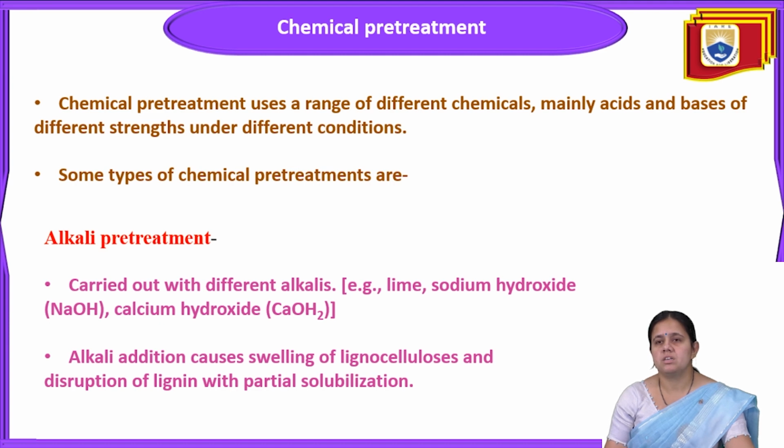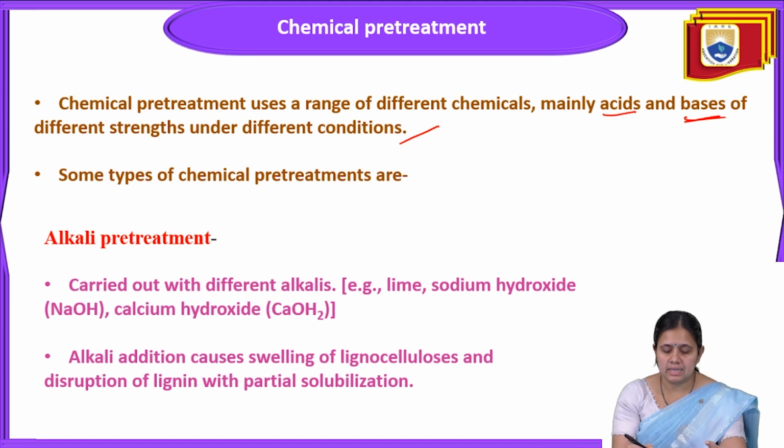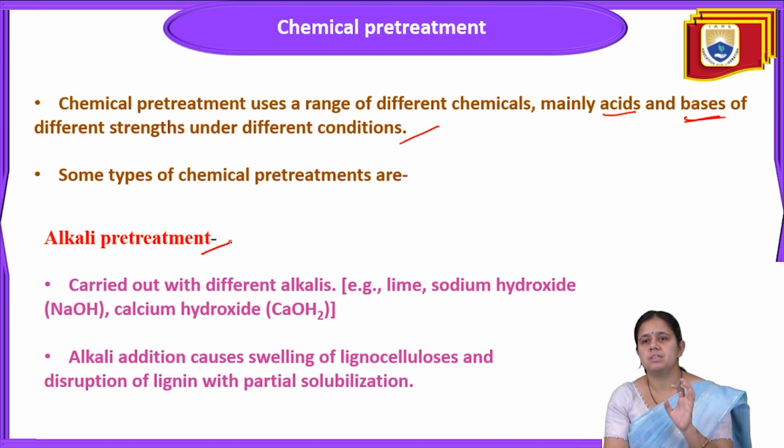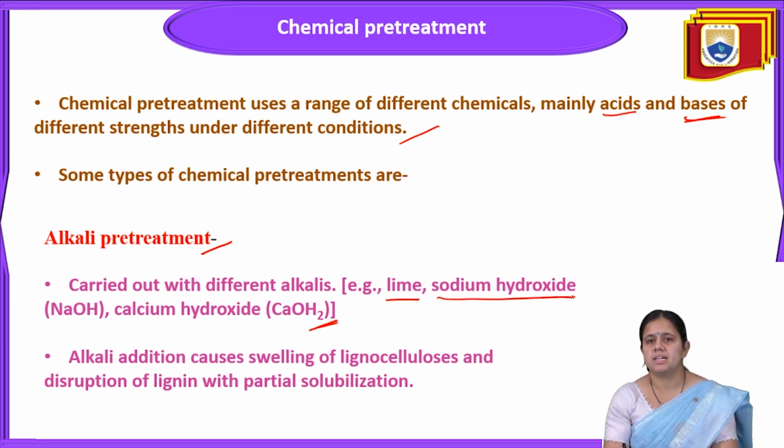Chemical pretreatment uses a range of different chemicals, mainly acids and bases of different strength under different conditions. Alkali pretreatment is carried out with different alkalis, which make the condition basic with different strengths. These include lime, sodium hydroxide, and calcium hydroxide, Ca(OH)2.